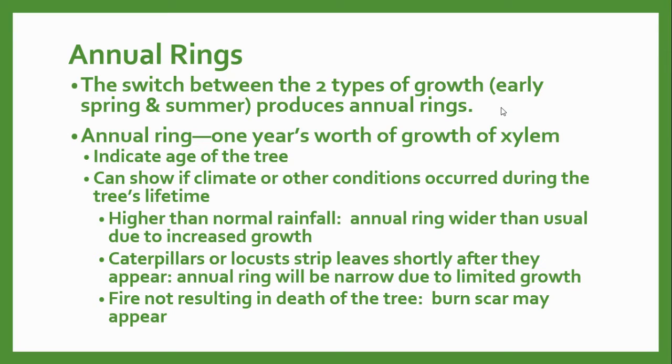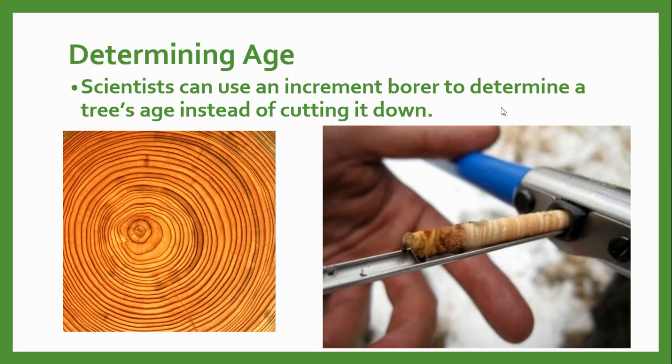Higher than normal rainfall, the annual ring would be wider than usual due to increased growth. Caterpillars or locusts strip the leaves shortly after they appear. Annual ring growth will be narrow due to limited growth. If there's a fire, not resulting in the death of the tree, you may have a burn scar.